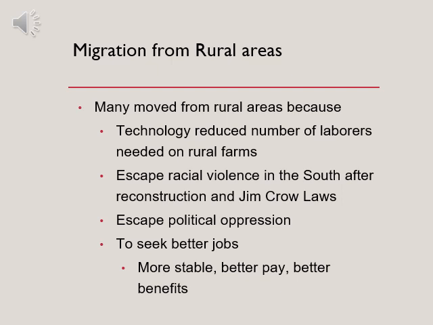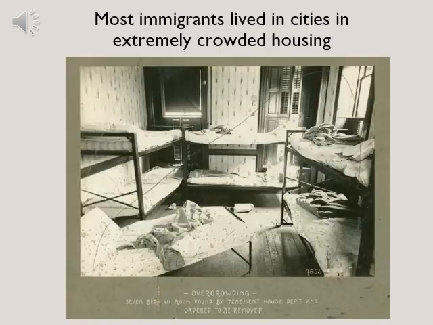They were escaping racial violence in the South after Reconstruction and Jim Crow laws, and they were escaping political oppression in rural areas. But mainly, individuals migrated from rural areas to urban city areas to seek better jobs with more stable pay and better benefits and conditions.